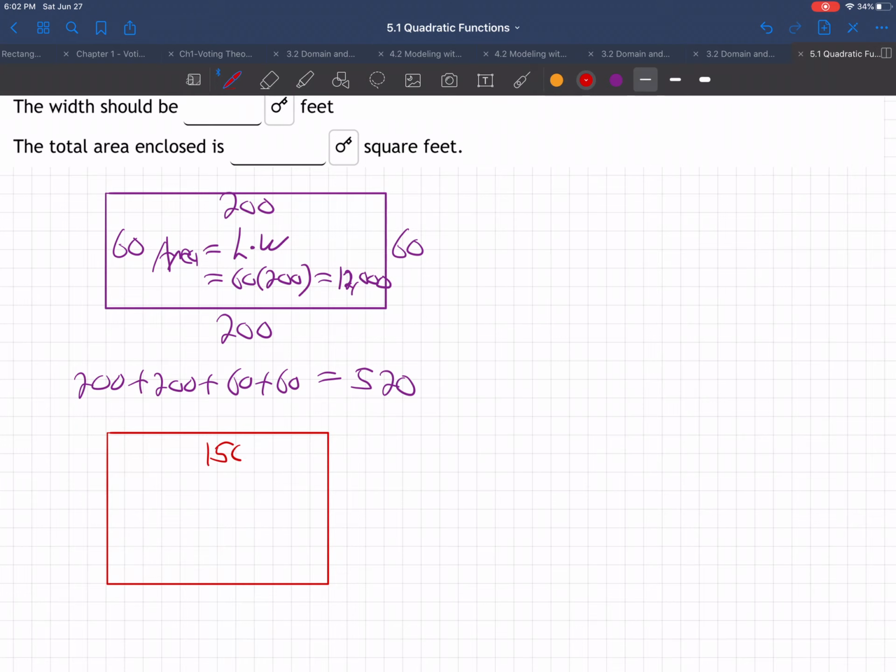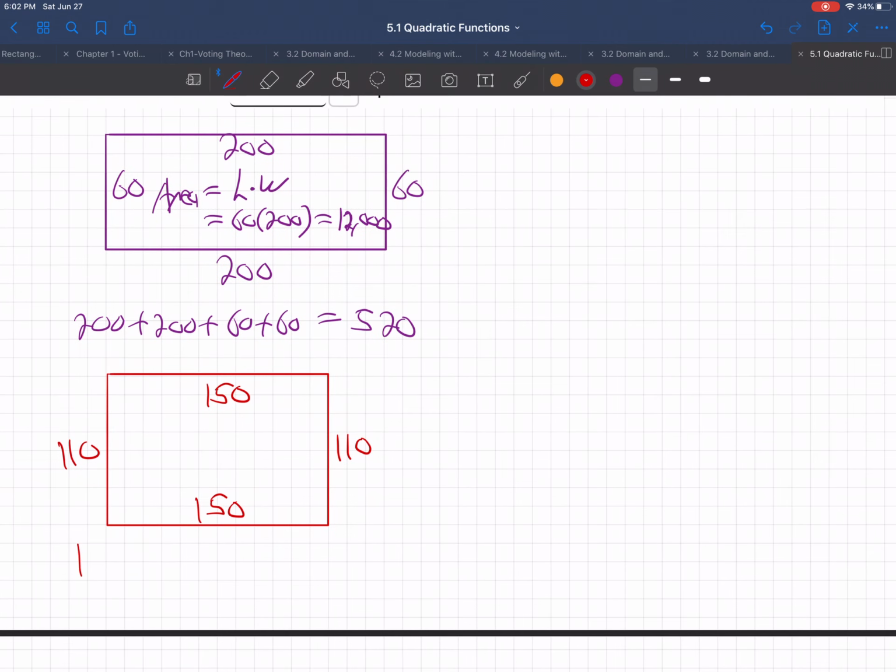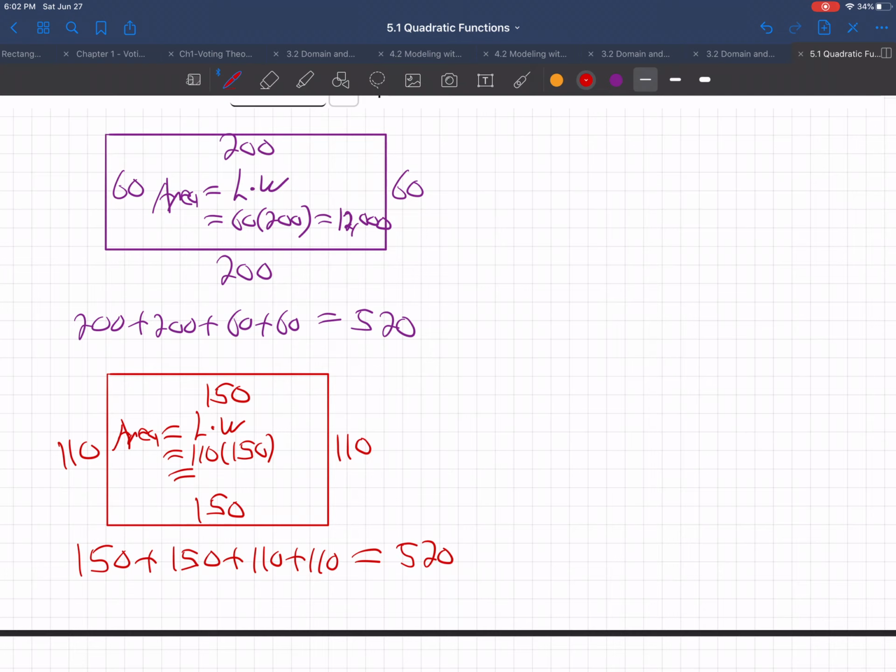This time I'm saying let's make this 150. That uses up 300 of the 520, which leaves 220. So this would be 110 and 110. I still think that's the same total amount of rope. 150, 150, 110, 110. 300 and 220. Yeah, that's still 520. What would be the area of the rectangle now? Well, remember, it's length times width, one side times the other. So 110 times 150. Got to use my calculator here. I'm getting 16,500, which is more than the 12,000.